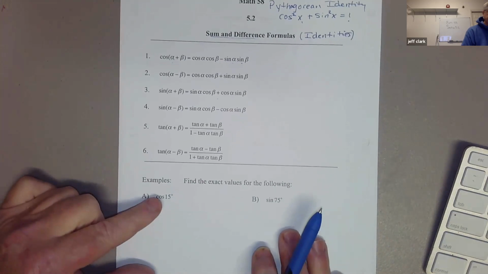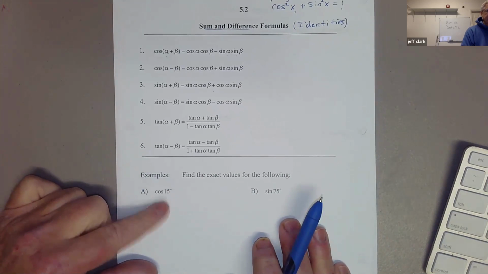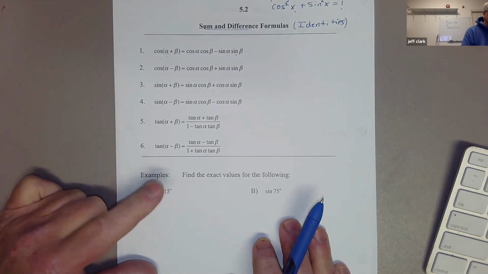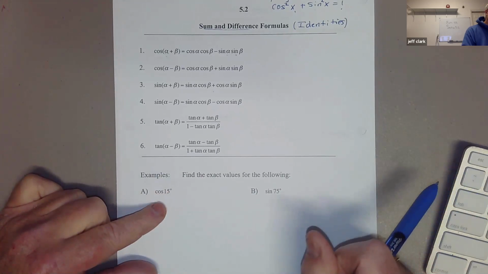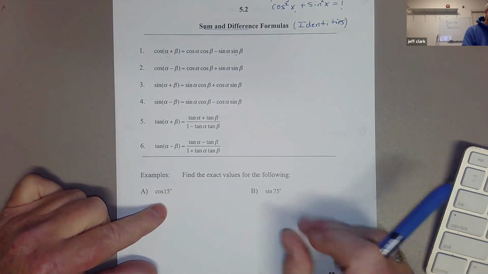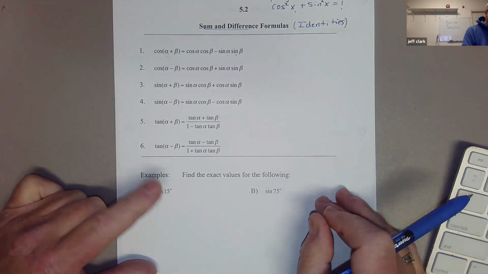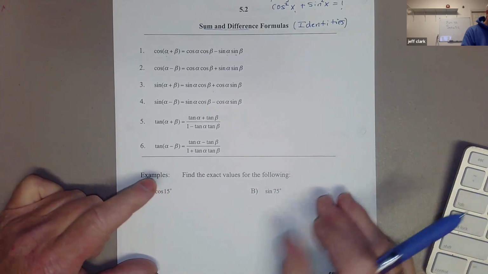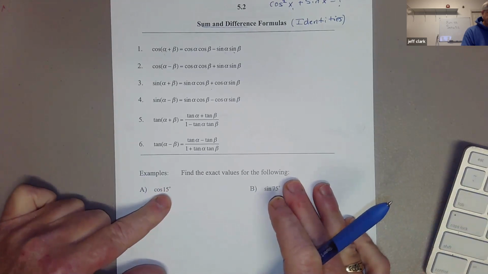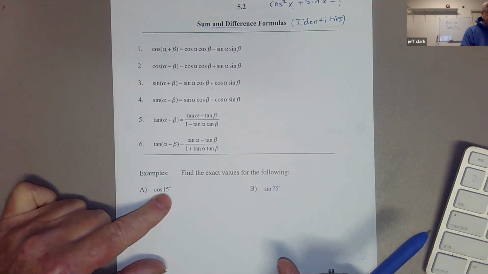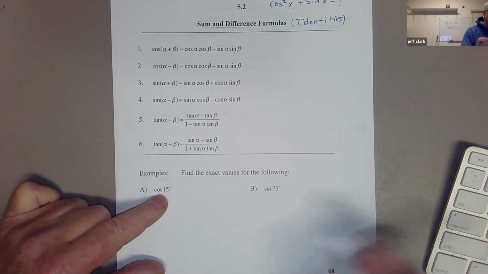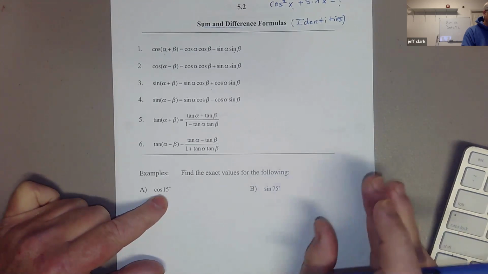Well, for instance, cosine of 15 degrees is not on the wheel. All the ones that I showed you before in chapter 4, those are all on the wheel. That one's not on the wheel. And you can't just say that because 15 degrees is half of 30 degrees, the answer is half of whatever the cosine of 30 degrees is. You can't do that. It doesn't work.